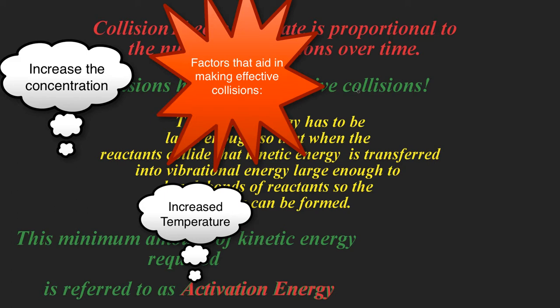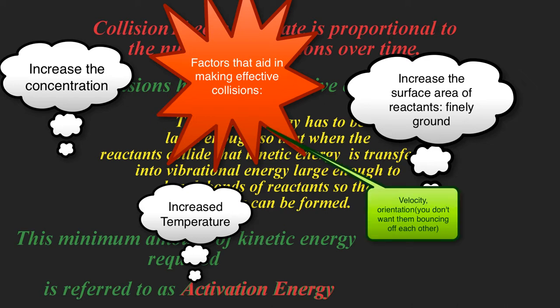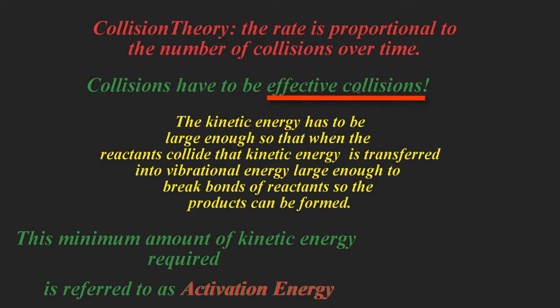If we have the reactants divided or more finely broken down, thereby exposing a larger surface area, then we will have more effective collisions. And that's about it. So make sure they have the right velocity, orientation, and all of these things will lead to an effective collision.